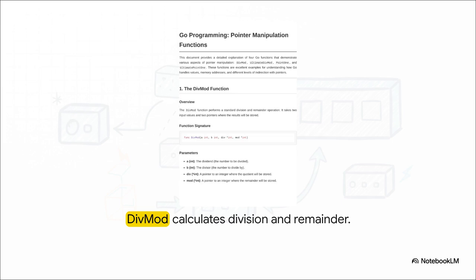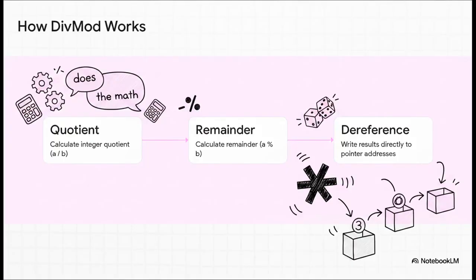It takes 4 arguments. The first two, A and B, well, those are normal integers. These are your standard boxes. They hold the actual numbers we want to divide. But look at the next two, div and mod. These are pointers. We're essentially handing the function 2 sticky notes. Why? Because the function needs to know exactly where to deliver the final answers so the caller can actually find them later. Here's how it actually plays out.